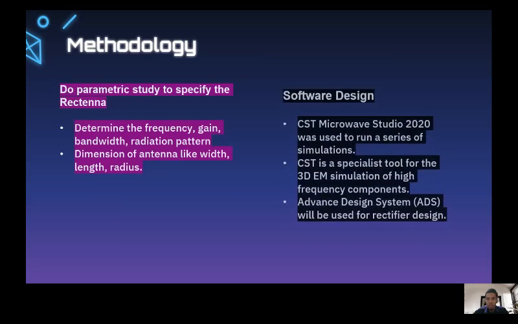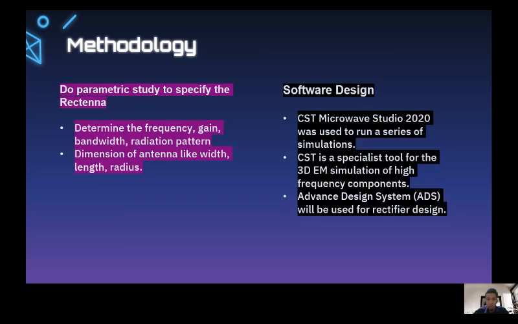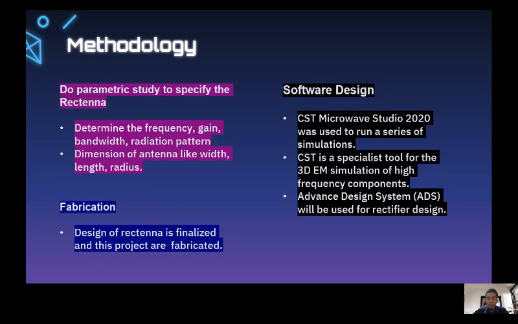Software design. CST Microwave Studio 2020 was used to run a series of simulations. CST is a specialist tool for the 3D electromagnetic simulation of high-frequency components. ADS, or Advanced Design System, will be used for rectifier design. Fabrication. The design of the rectangle is finalized and this project is fabricated.